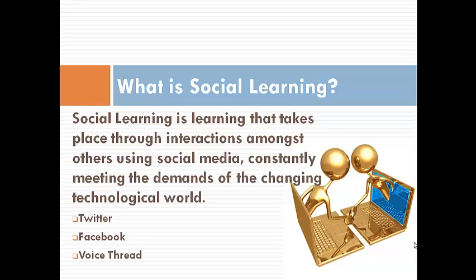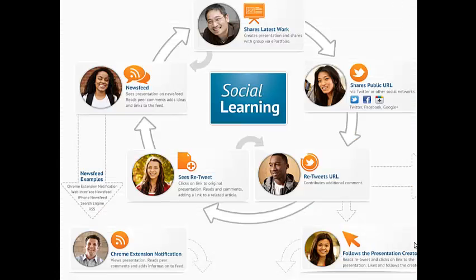Next, what is social learning? Social learning is learning that takes place through interactions amongst others using social media, constantly meeting the demands of the changing technological world. A few examples of social media or social learning that students can use that I have posted here are Twitter, Facebook, and VoiceThread. Students are constantly being engaged with Twitter and Facebook for sure outside of the classroom. So if we can bring those things into the classroom, then students are more than likely to do what we ask of them to do.